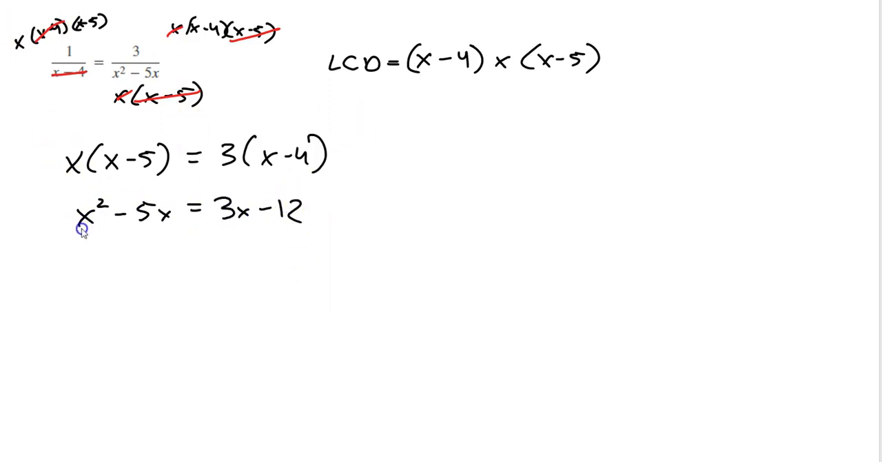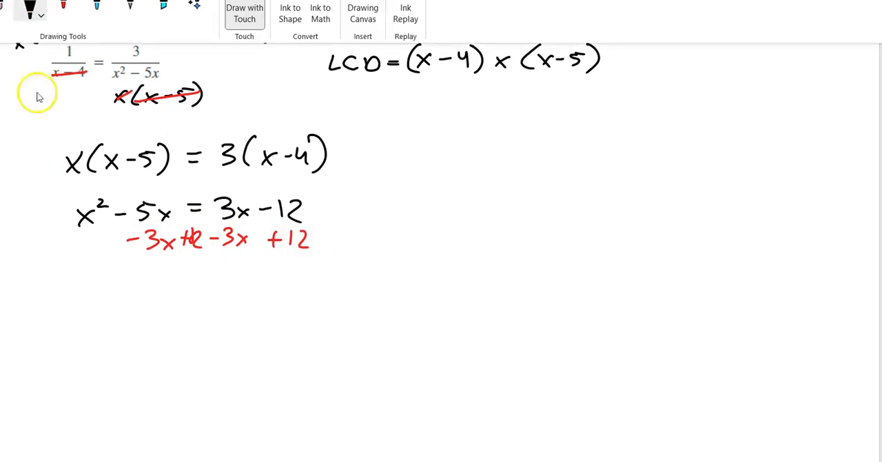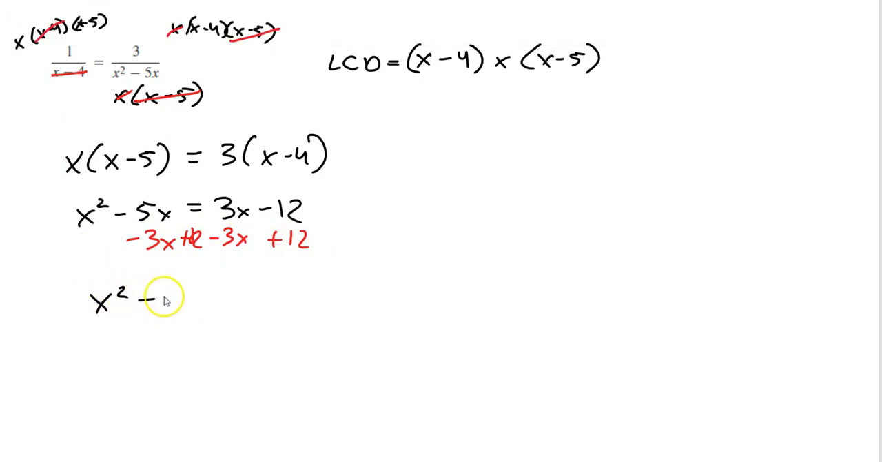Now let's get everything over to one side because I've got a quadratic here. So we're going to subtract 3x and then add 12 to both sides. Rewriting, I'm going to have x squared minus 8x plus 12 equals 0. We'll go ahead and use the AC method, which means I'm going to have to create a 12 over here. What's going to look good for that? Well, how about a 2 and a 6, both of them negative, because when I have negative 2, negative 6, that creates my negative 8.